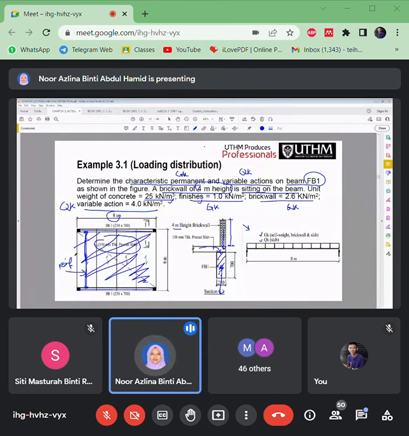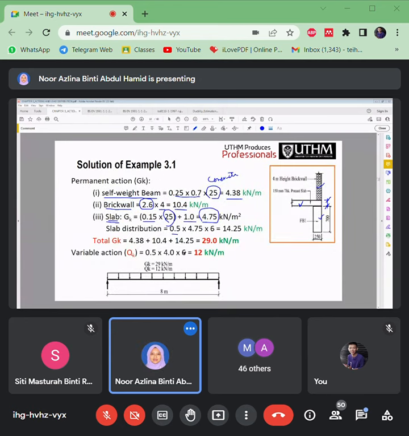Okay, separuh lah, sebab sini ada beam, sini ada beam. So terpaksa lah bagi sana separuh, bagi sini separuh. Okay, walaupun kalau you calculate it becomes one way or two way in the other direction, but as long as it only has two beams here, it has to transfer half to this part, another half to this part. Okay, so half of the distribution to FB1 is 14.25.